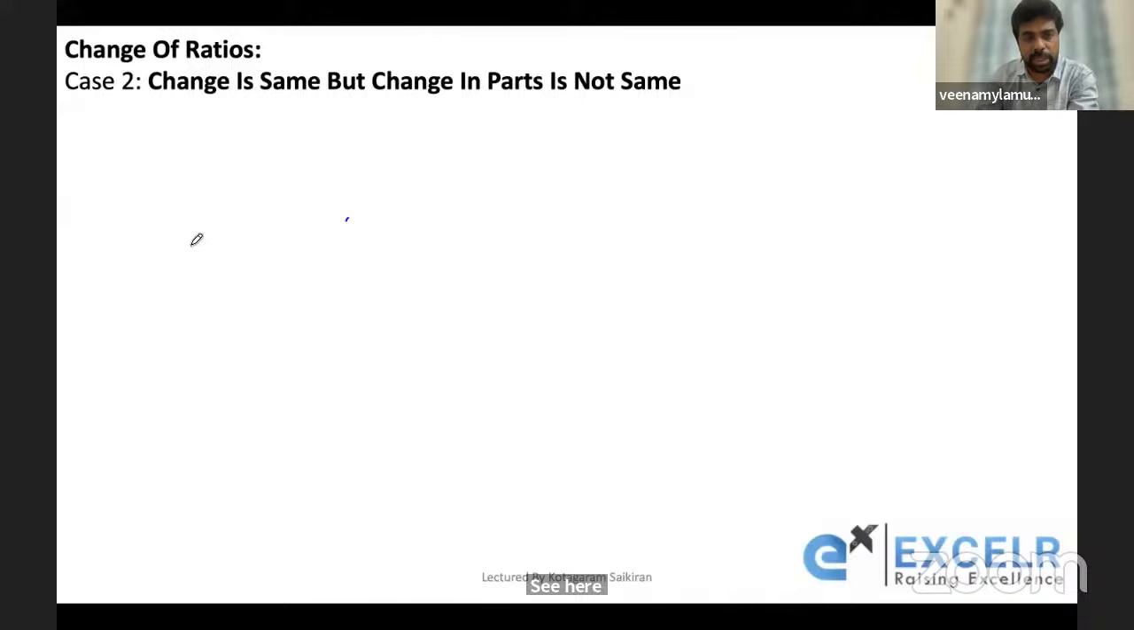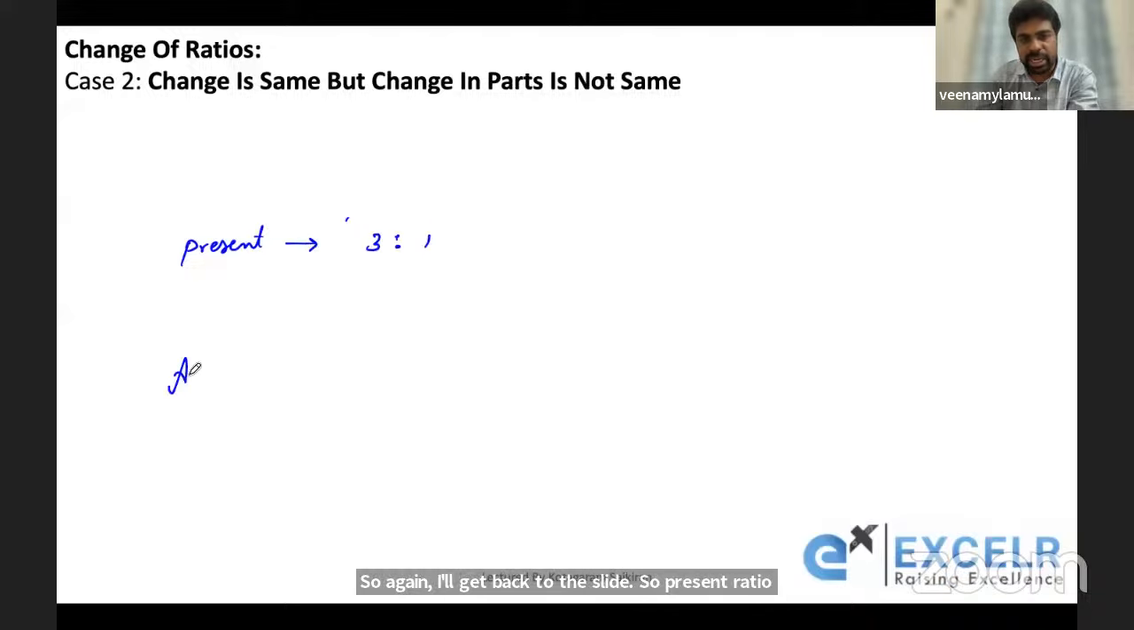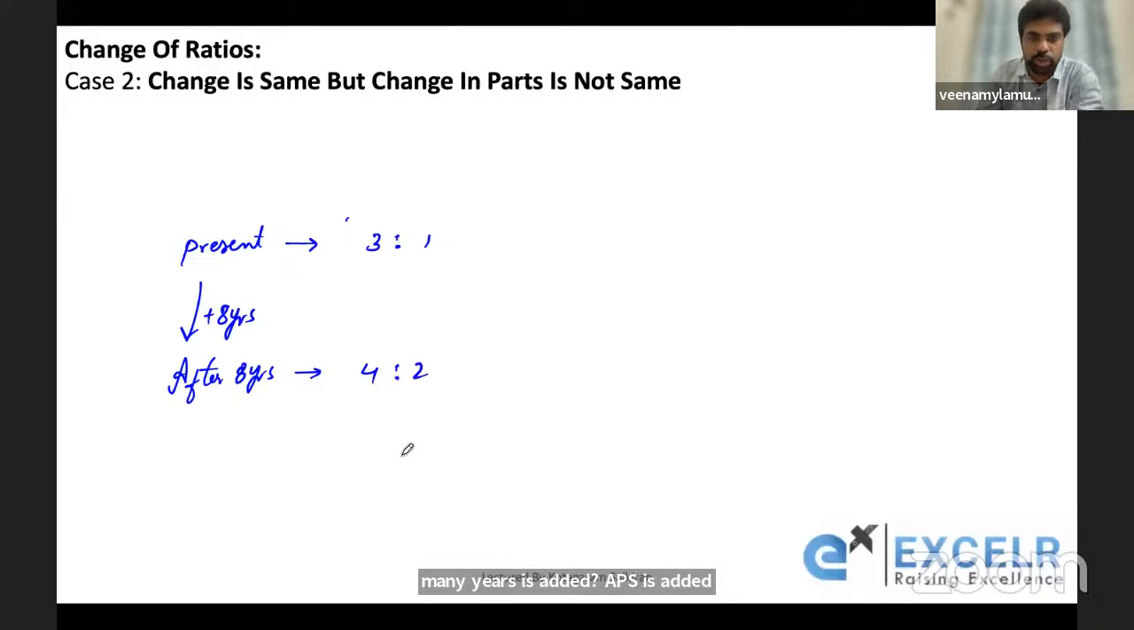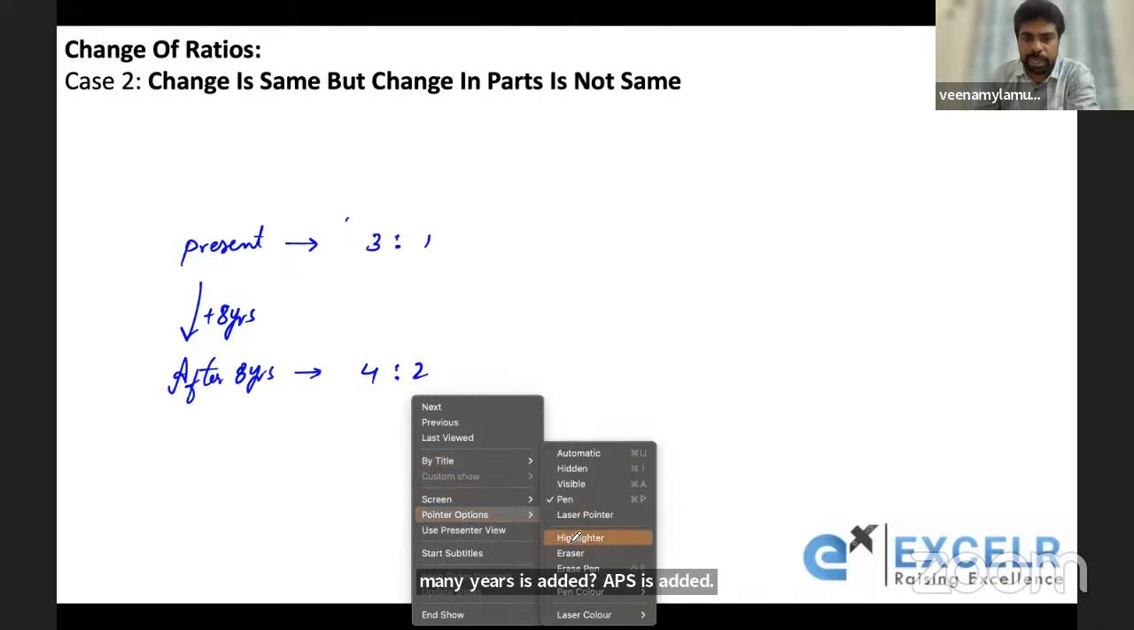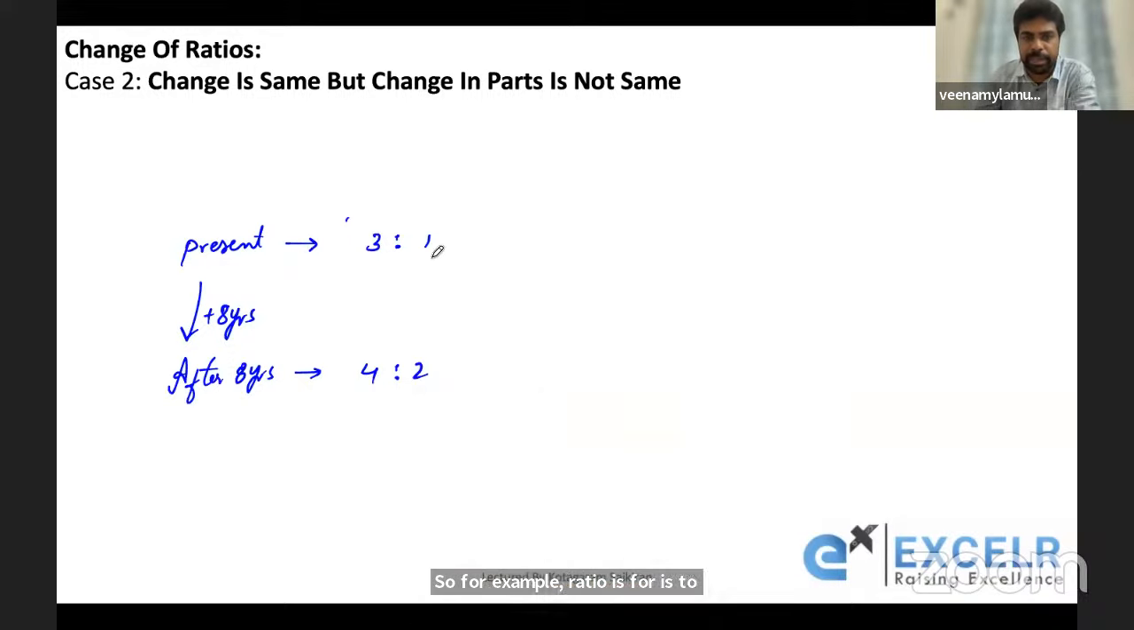So again, I'll get back to the slide. The present ratio is 3:1. After 8 years, from here to here, how many years is added? 8 years is added. So for example, the ratio is 4:2. Now from here to here, how many parts are added? Very important, listen carefully. One part is added. From here to here, again, one more part is added.